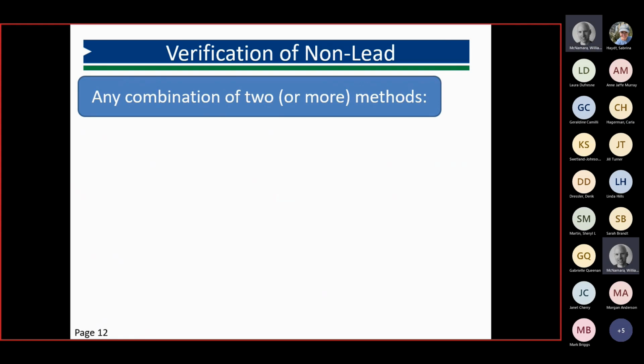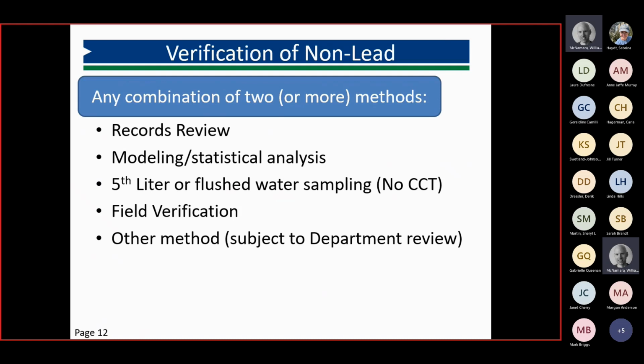So then let's look at when you would need a combination of 2 or more methods. Well, let's say you have records, but they're showing it's from 1975 or something, prior to any kind of lead ban. Then you'd have to use a combination of 2 or more methods to verify that, essentially. So it's all those methods that Cheryl went over.